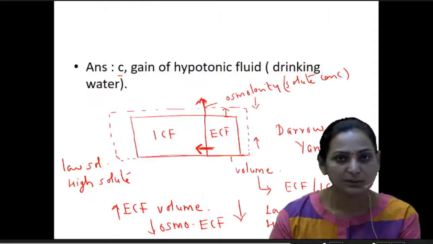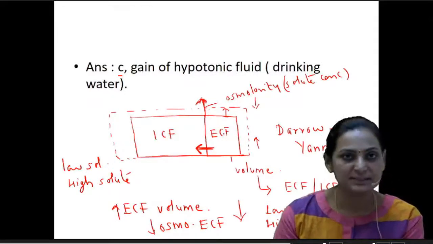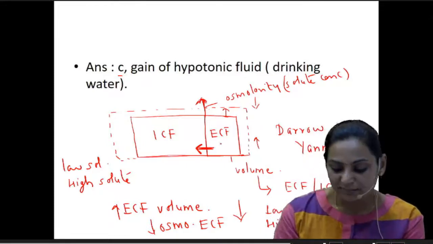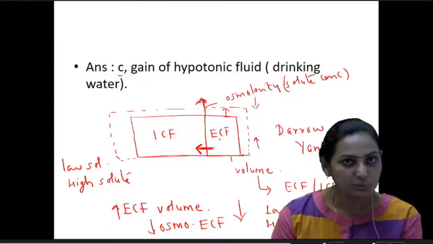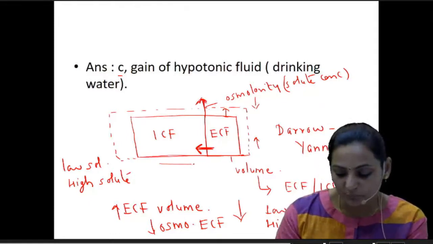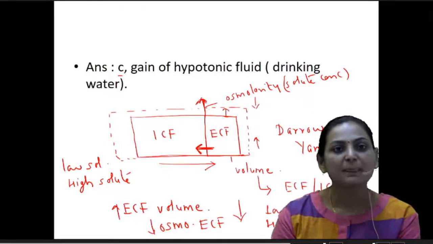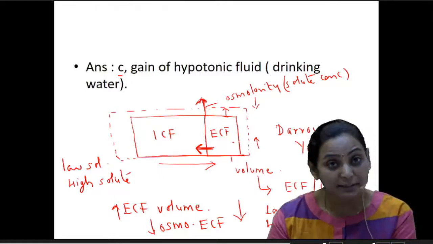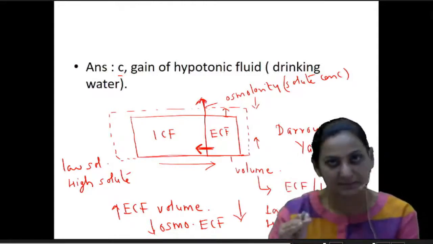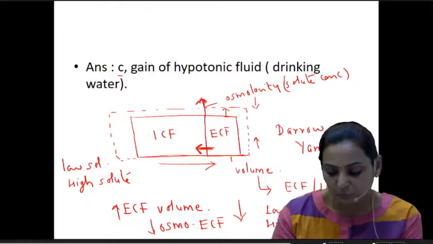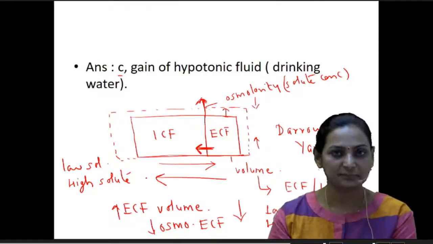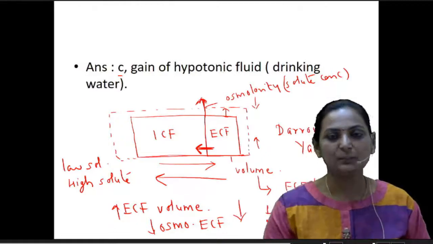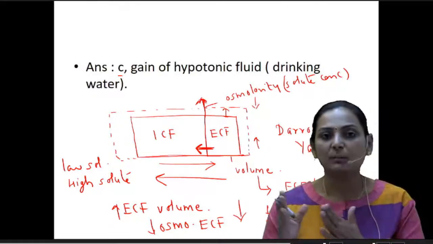Now see, one important thing you should remember, that the tonicity of the ECF will determine the direction of movement of fluid. If the tonicity of the ECF is more, the fluid will move from the ICF to the ECF. But if the tonicity of the ECF is less, the fluid will move from the ECF to the ICF. So the tonicity of the ECF is determining the direction of movement of fluid, whether it will pass from ECF to ICF or from ICF to ECF.